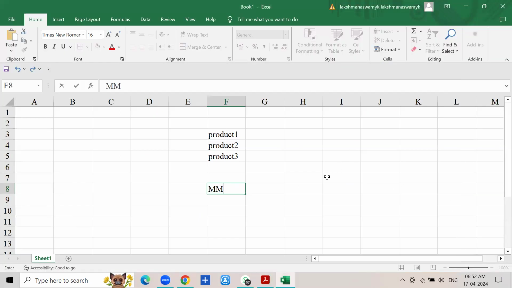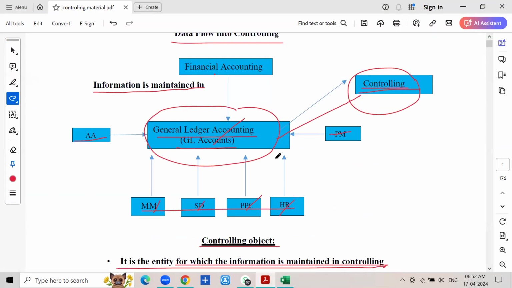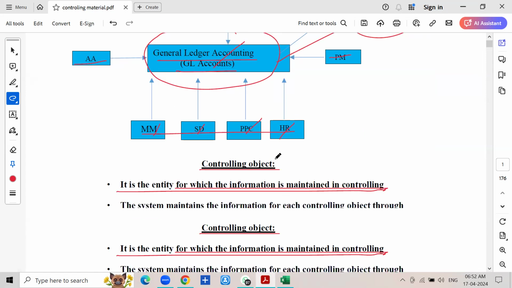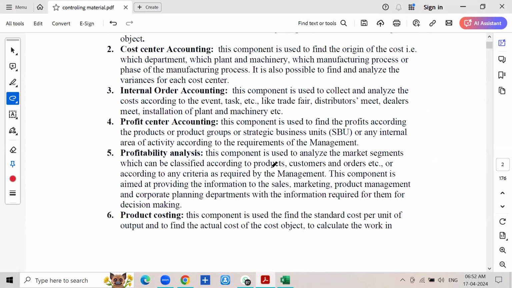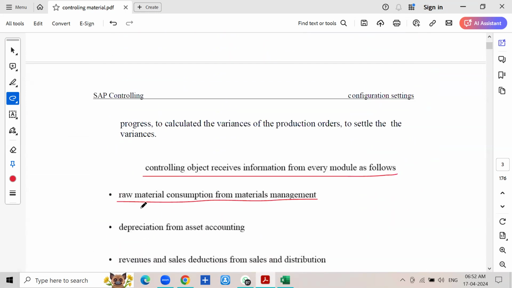Not only raw material consumption, but all the inventory management related expenses, all the input taxes, inward freight, meaning all the expenses related to materials management, are taken from materials management. From materials management, they are updated in the general ledger accounting, and from the general ledger accounting, they are transferred to controlling. That's why we say the raw material consumption expenditure is taken from materials management.